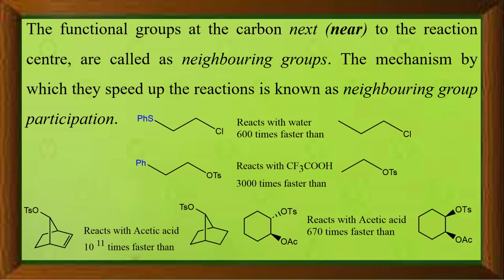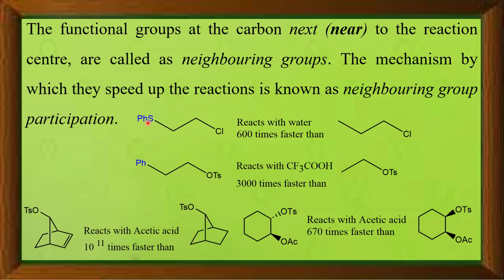Functional groups at the carbon next to the reaction center are called neighboring groups. The mechanism by which the neighboring groups are speeding up the reactions is known as neighboring group participation. I have given 4 pairs of reactions here.